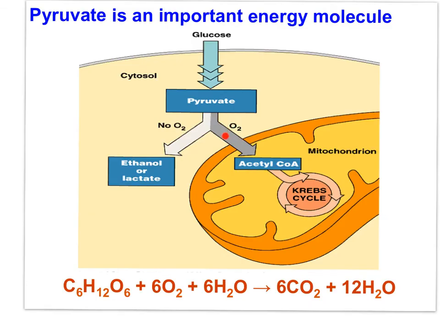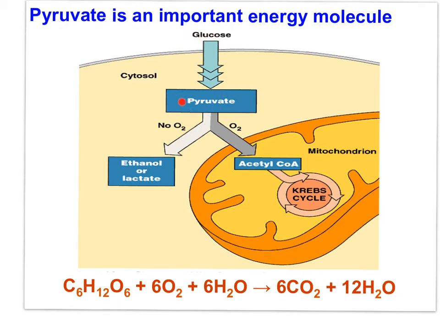When oxygen is available to the cell, pyruvate moves into the mitochondrion. Remember, pyruvate still contains substantial energy per mole, and that there are 2 molecules of pyruvate formed for each molecule of glucose that started glycolysis.